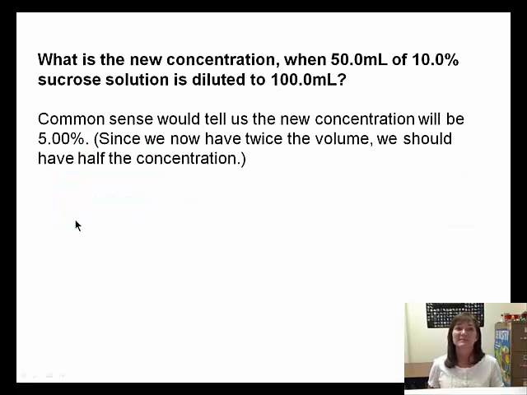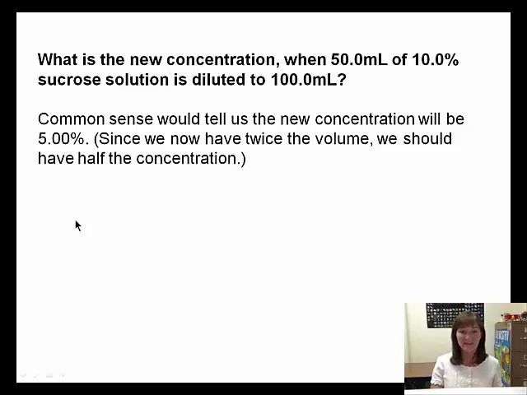So here's an example. What is the new concentration when 50 milliliters of a 10% sucrose solution is diluted to 100 milliliters? So I have 50 milliliters and it's 10% and I dilute it to 100 milliliters. So I double the volume. Your common sense is going to tell you, well, if I double the volume, then I'm going to halve my concentration and it's only going to be 5% now instead of 10%.